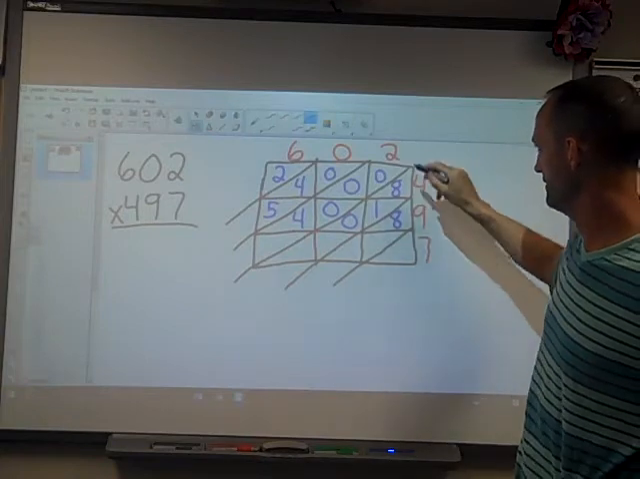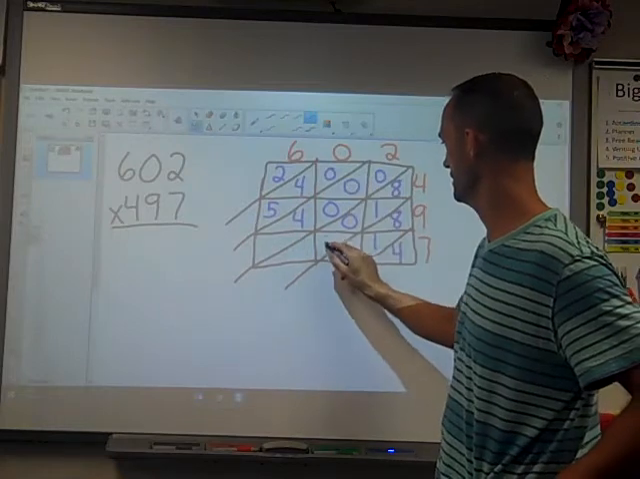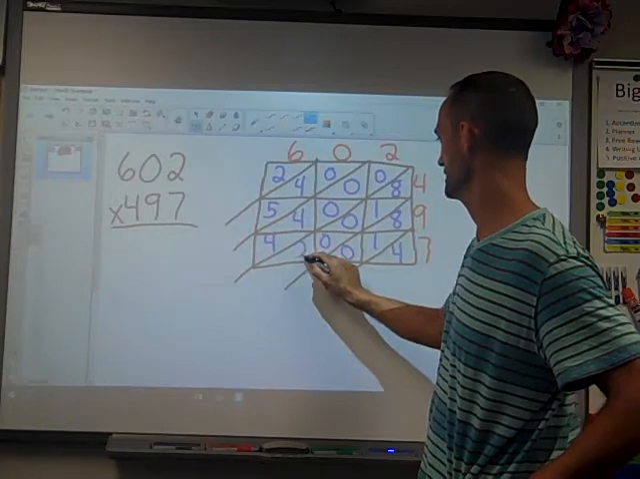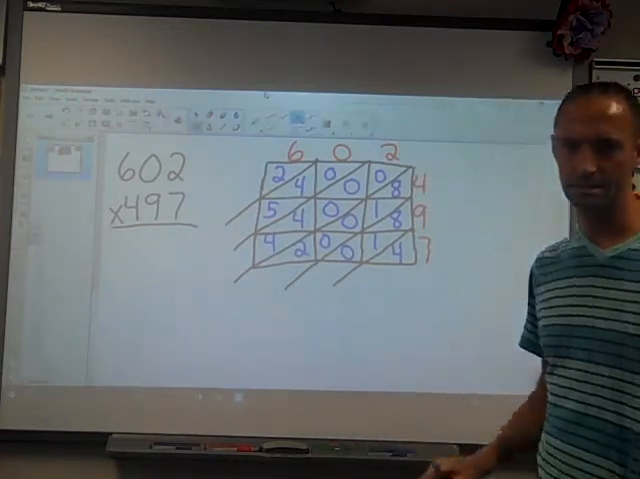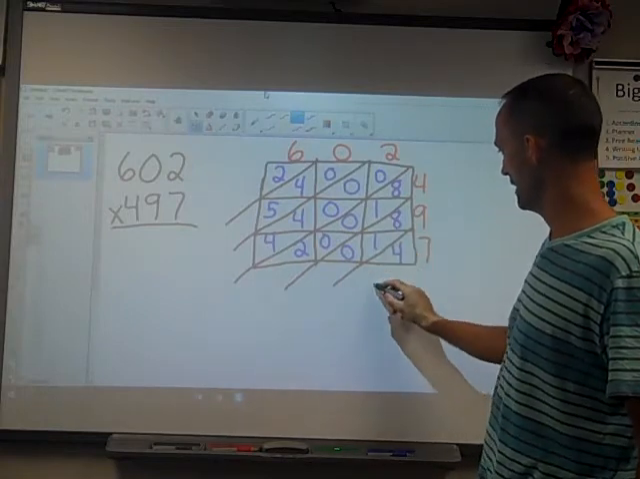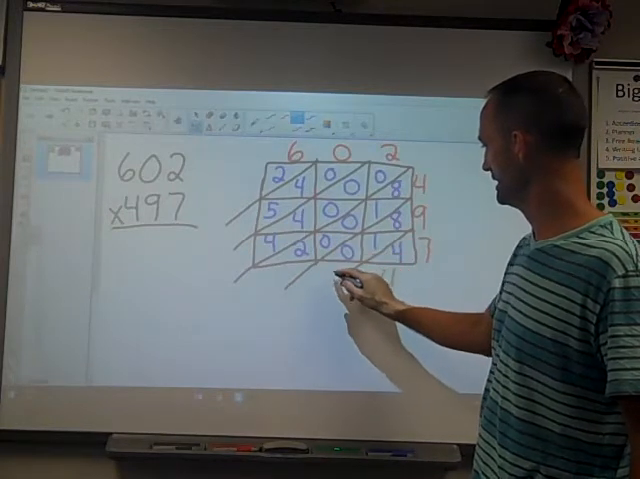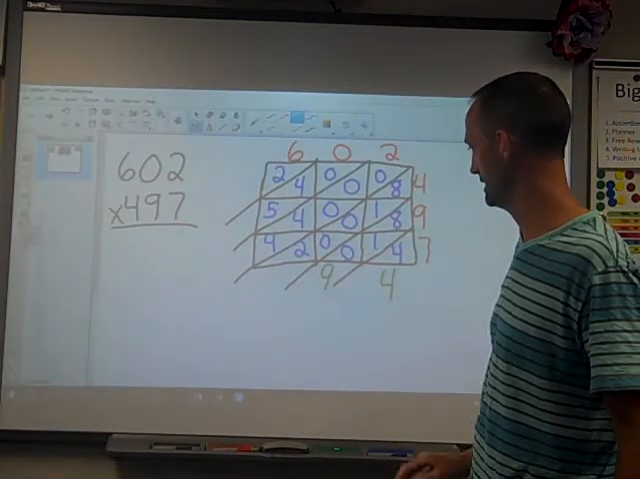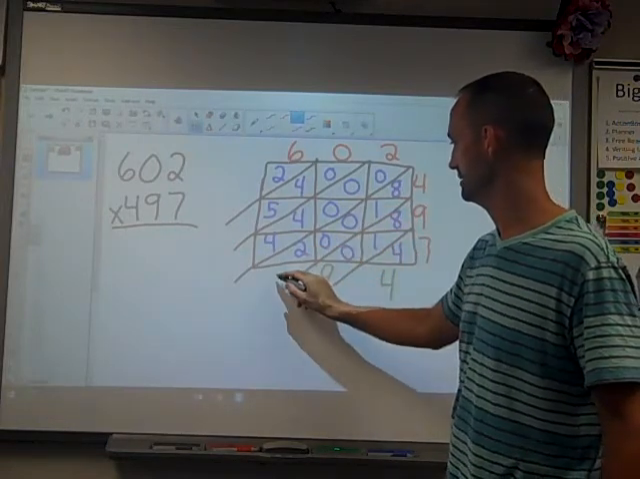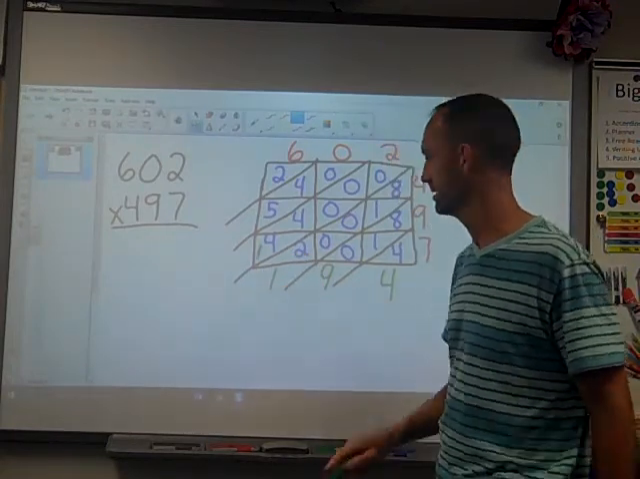And my final row, 7 times 2 is 14. 7 times 0 is 0. And 7 times 6 is 42. And then we end by, again, adding inside the diagonals. Here, just have a 4. 8 plus 1 is 9. 9 plus 0 is 9. 8, 9, 10, 11. Again, I bring the 1 down there, carry the 1 into the next row.